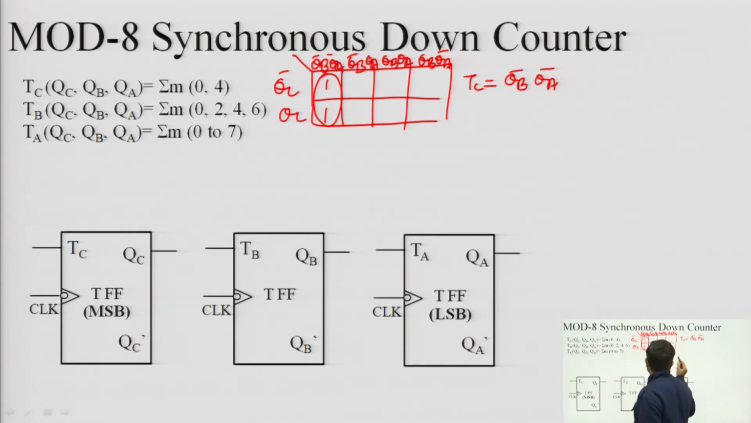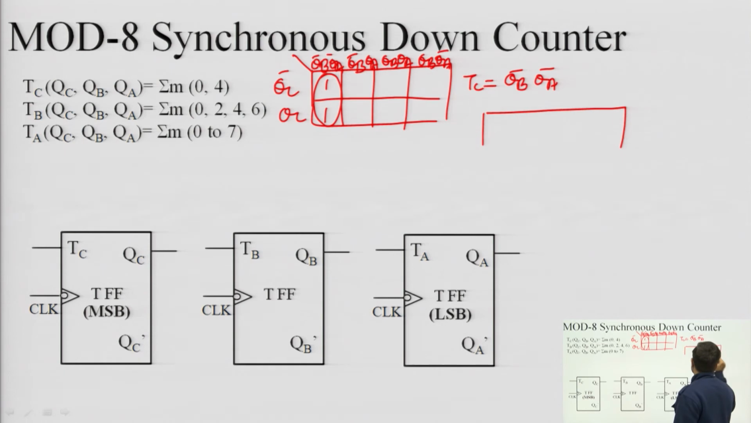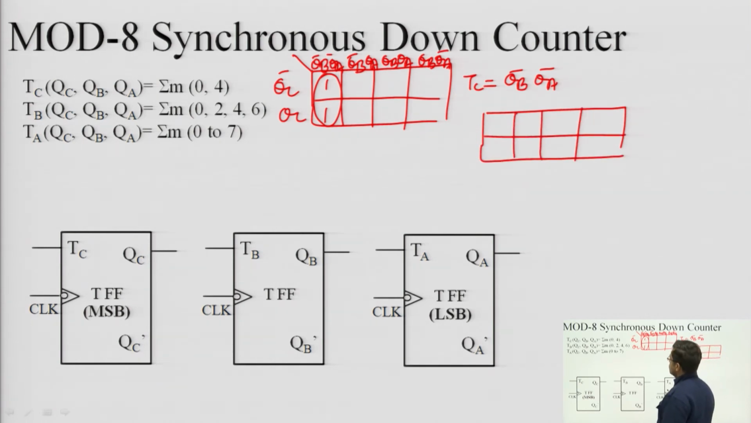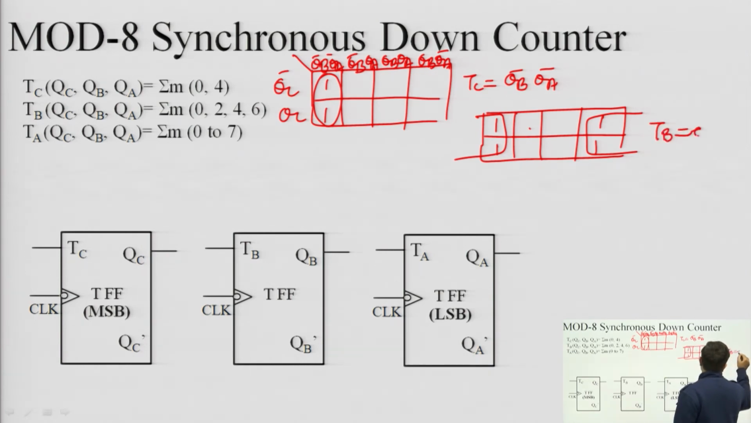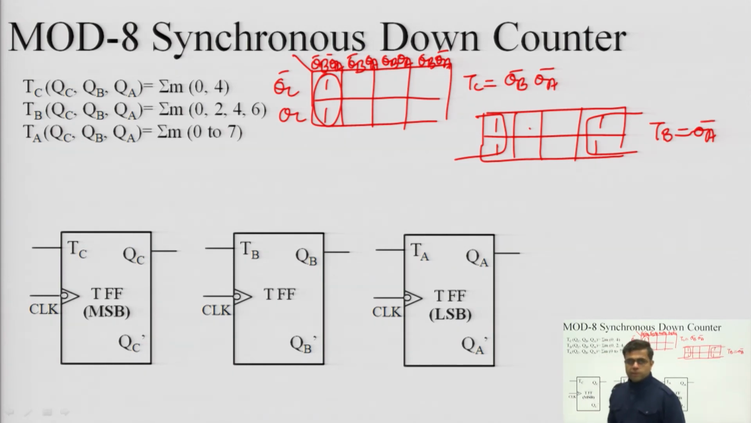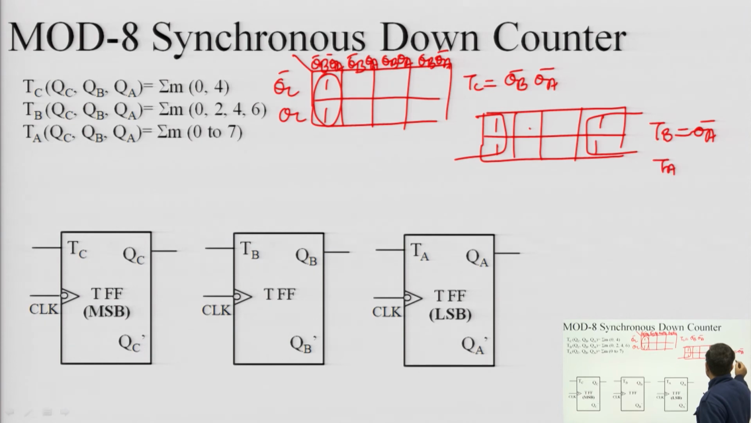Similarly, for another K map, the terms are 0, 2, 4, 6. So this is 0, 1, 2, this is 4 and this is 6. There will be a quad which corresponds to QA complement, that means T B is equal to QA complement. For T A we need not solve the K map because all the terms are high, so T A is equal to 1.